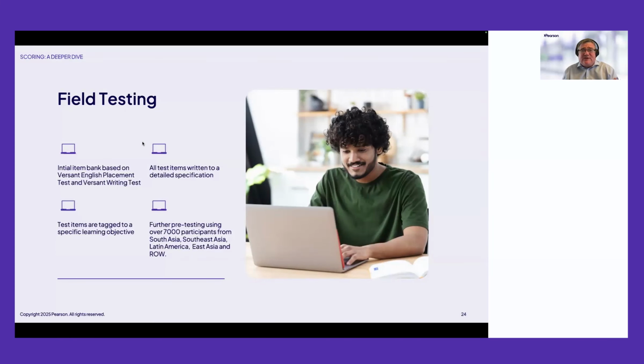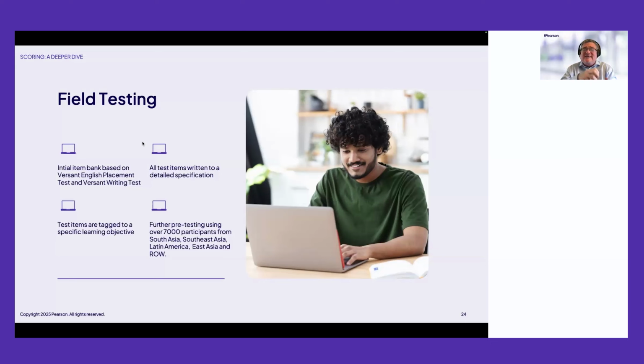So some of the items that we use in PECS originated in a couple of other Versant tests, the Versant English Placement Test and Versant Writing Test. These were already items in existence. They'd already been trialed and tested on a wide range of students, so we knew that these items worked well. All the items we've subsequently written and put into the PECS test are written to a detailed test specification and tagged to specific learning objectives. So we make sure that all the items relate back to the Common European Framework learning objectives.